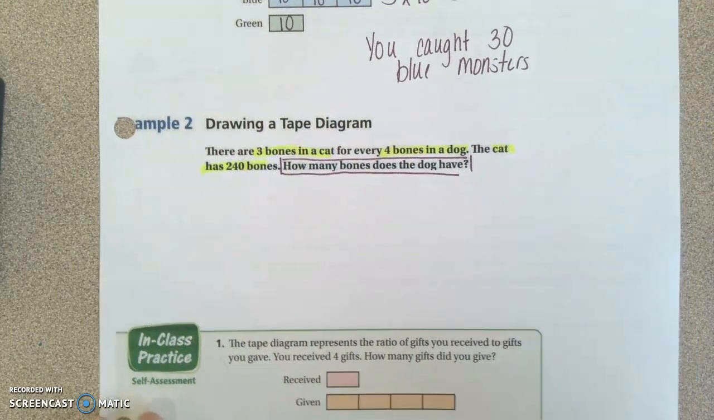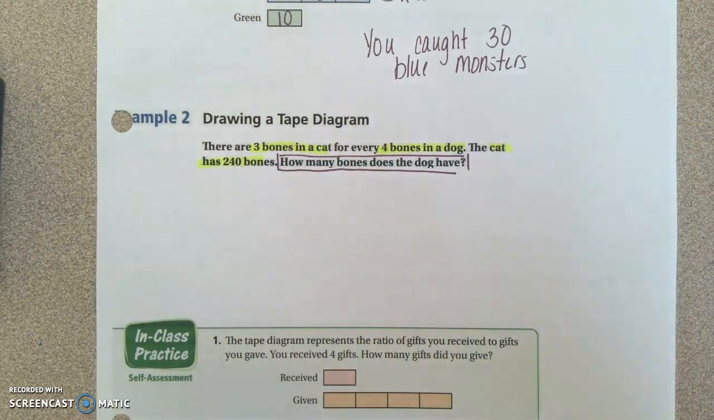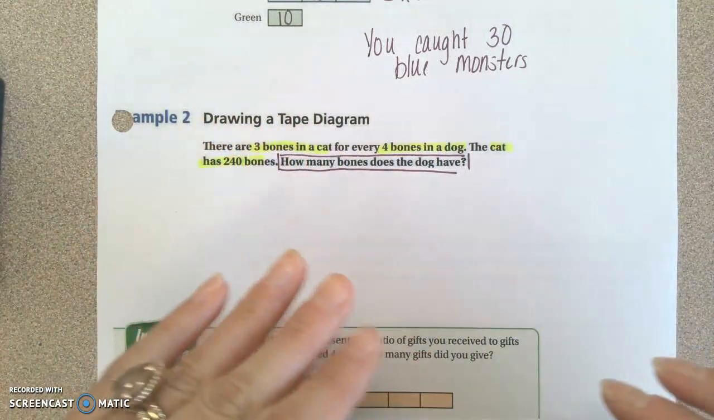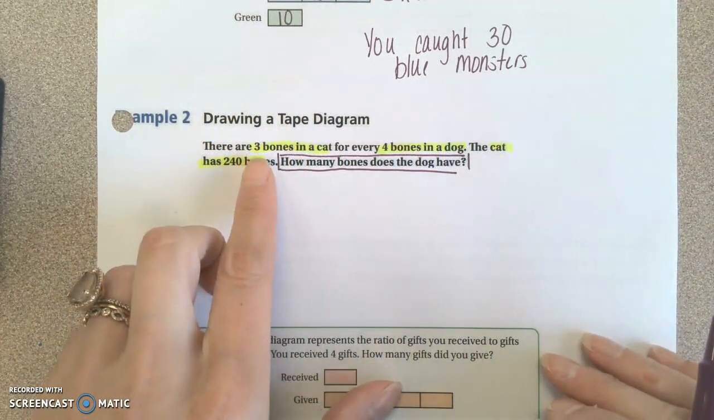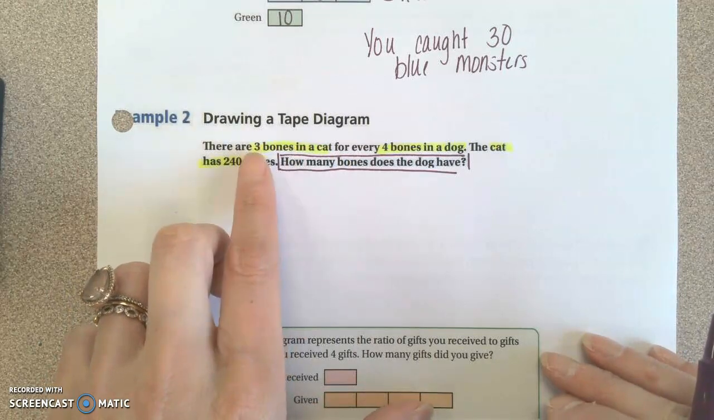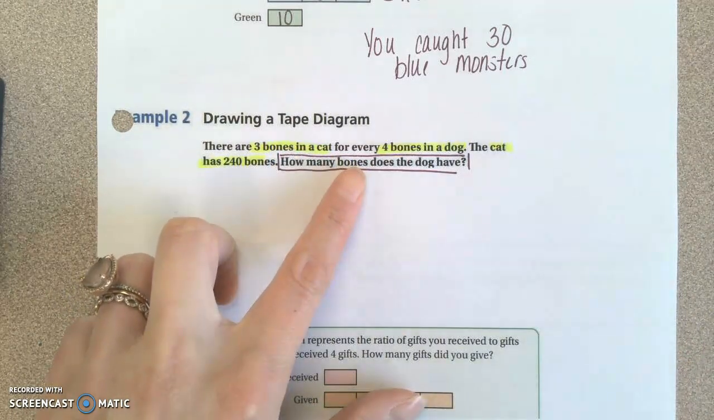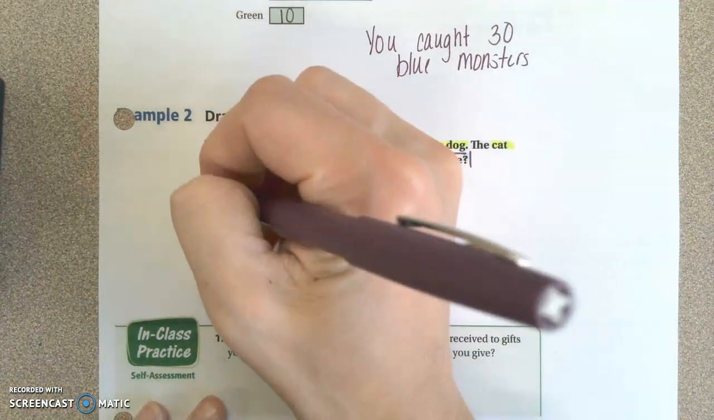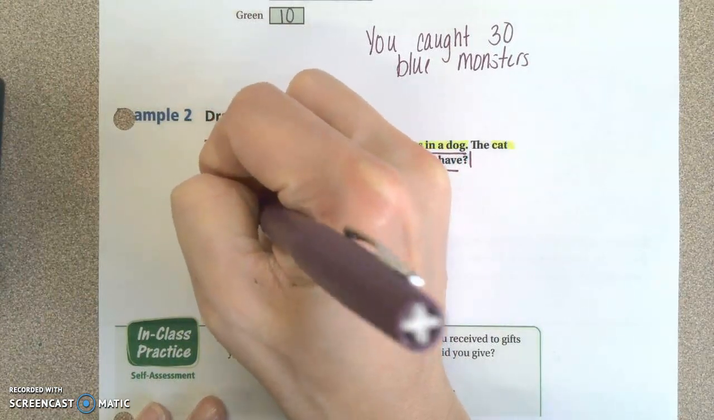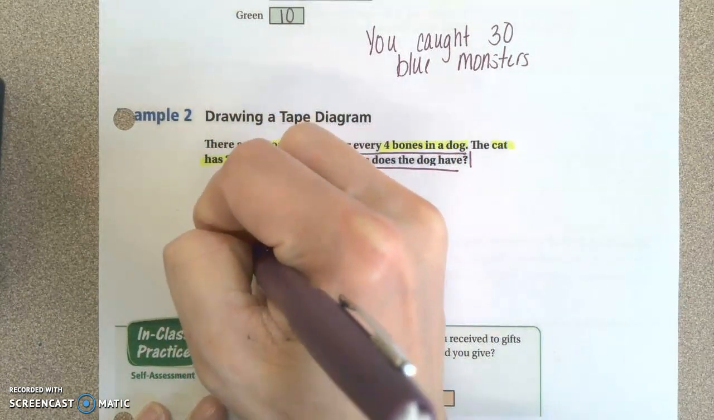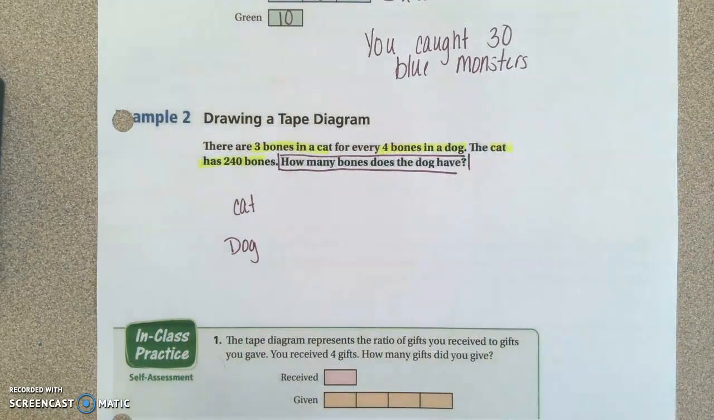Now, there are lots of ways to solve this problem, but we're going to justify this visually with a tape diagram. So today's focus is just the tape diagram. So we're going to start by drawing that diagram to show the bones in a cat to the bones in a dog. So we're going to compare the number of bones in a cat to the number of bones in a dog. We need 3 parts for the cat.